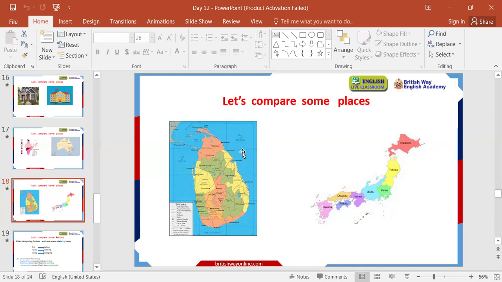Japan's cities are more modern than Sri Lanka's. Japan's economics are better than Sri Lanka's. Japan's salaries are higher than Sri Lanka's. Japan is colder than Sri Lanka. Japanese foods are more expensive than Sri Lankan foods. Sri Lanka's beaches are warmer than Japan's.